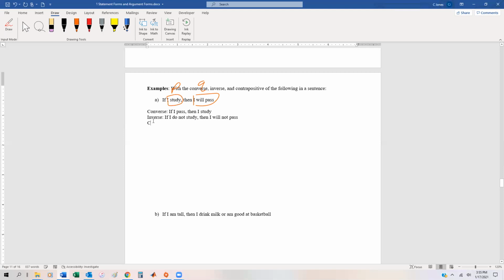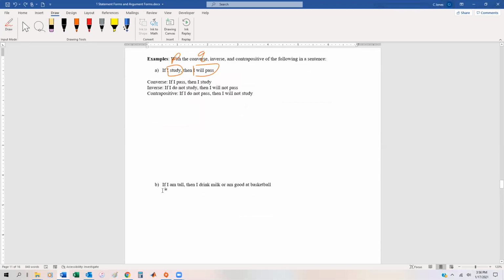And then finally, the contrapositive is going to be, we're going to flip those, and then we're going to go ahead and negate. So that's going to be: if I do not pass, or if I will not pass, then I will not study. And again, the contrapositive is the only one that's logically equivalent. So just make sure later in the course, when we start needing the contrapositive to do some proofs, that you remember that that's the one that's going to be logically equivalent to the original statement.